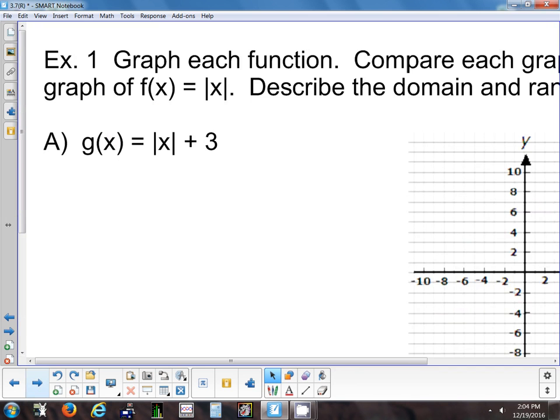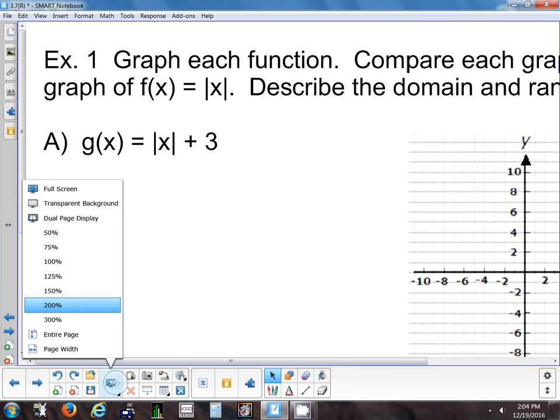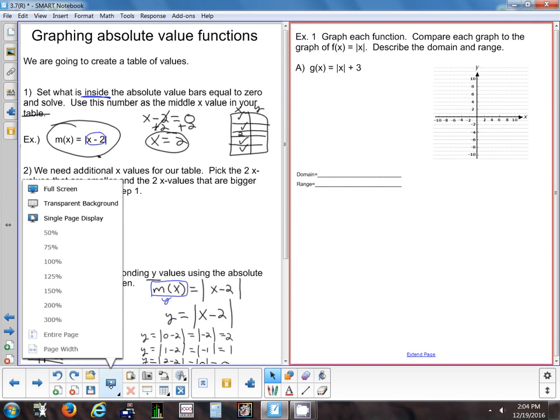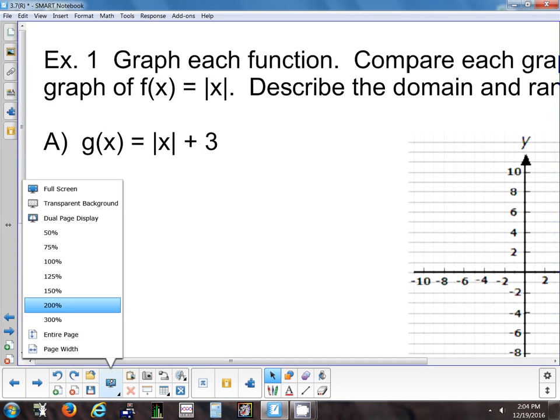Where do you think the vertex might be in this one? Kind of a hint. It's going to have something to do with 3. Whether it's 3 on the x or 3 on the y, we might not know that yet. But it is going to have something to do with 3. We do that one now. I'm going to do it right now, as soon as I put it on the screen.